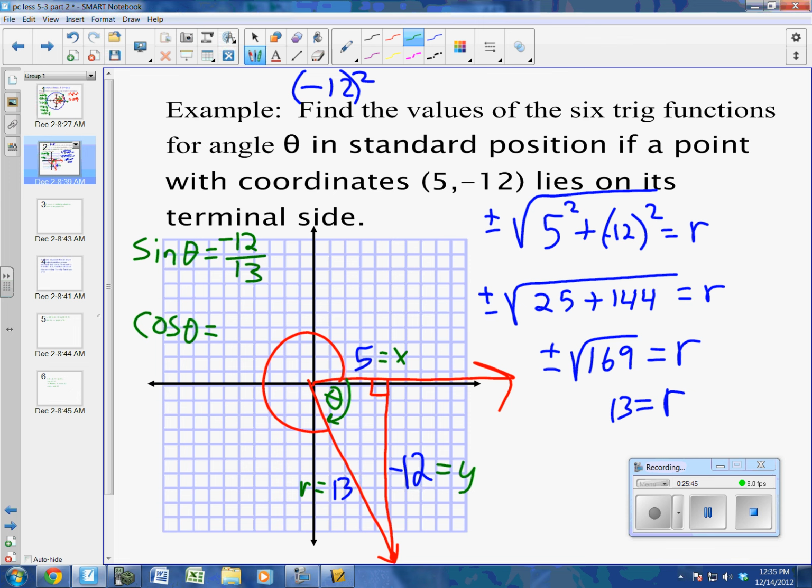Five over what? 5 over 13. Why? Because it's x over r. X is 5, r is 13, x over r. Okay. I'm going to go with Parker.